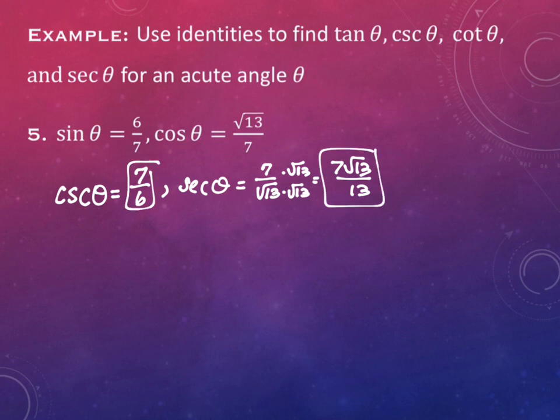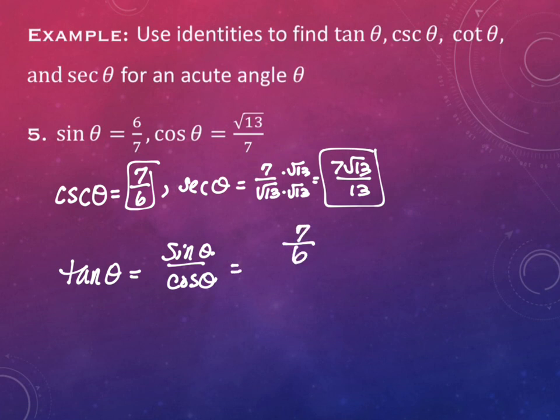Now, tangent and cotangent require a little bit more work. I can't just flip something upside down. What do you think I might need to do in order to get tangent? We're going to divide. Which ones are we going to need to divide? Sine and cosine. So this is sine of theta over cosine of theta. Sine of theta is 6 over 7. Cosine of theta is square root 13 over 7.